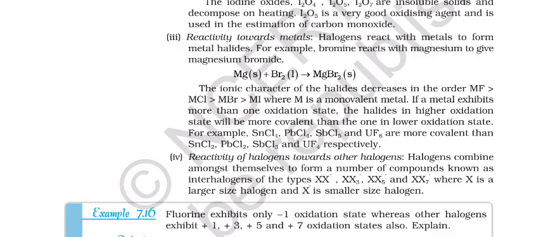Reactivity of halogens toward other halogens. Halogens combine amongst themselves to form a number of compounds known as interhalogens of the type XX', XX'3, XX'5, and XX'7, where X is a larger size halogen and X' is a smaller size halogen.